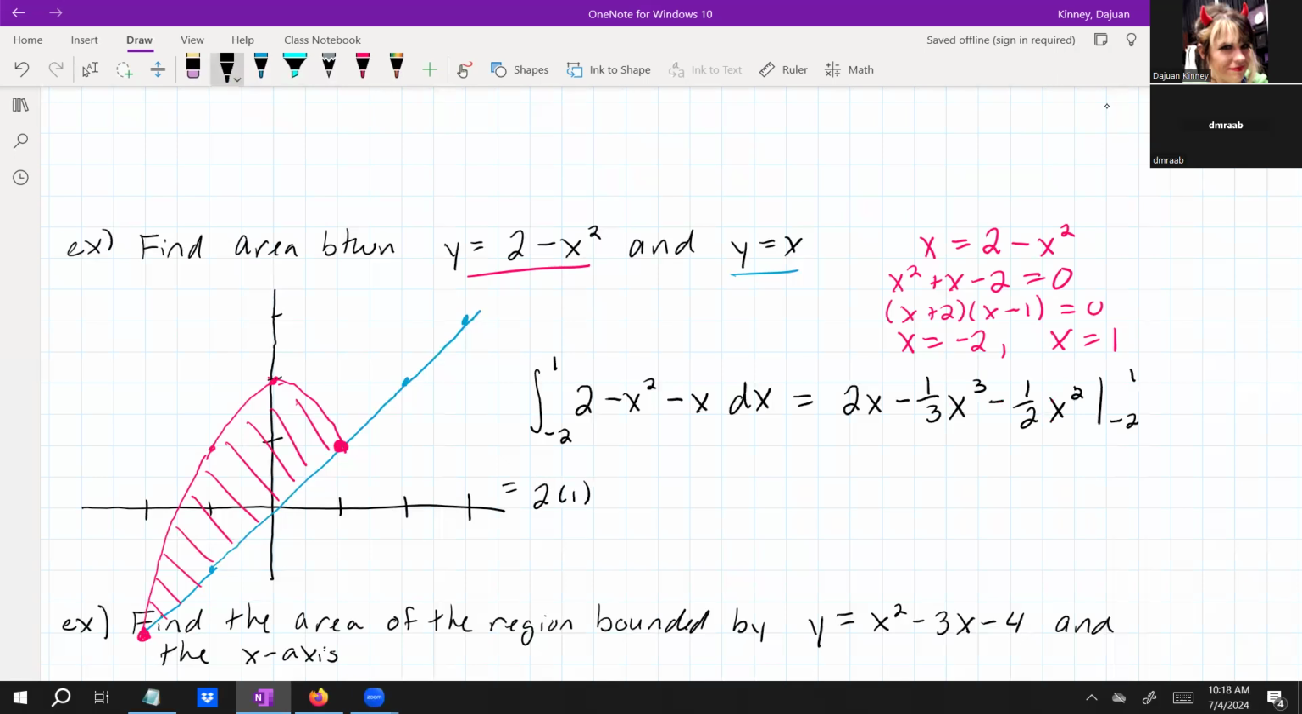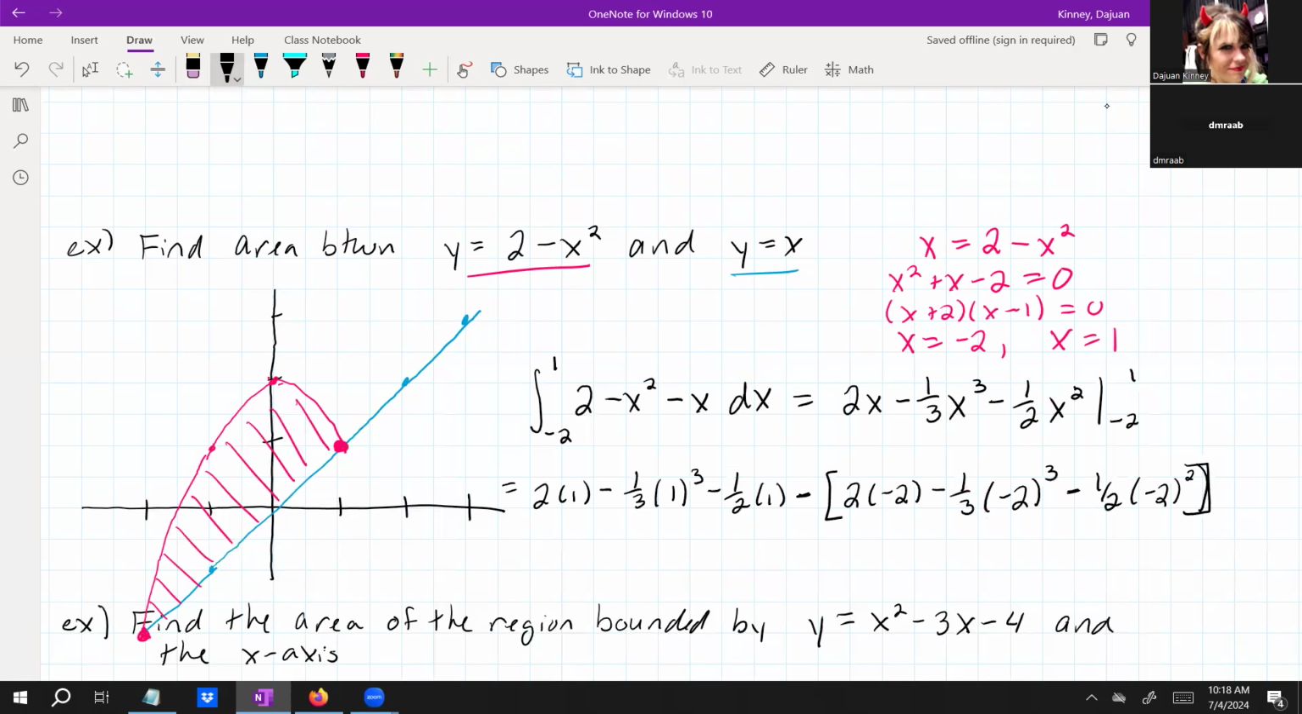2 times 1 minus 1/3, 1 cubed minus 1/2 times 1, minus, in parentheses, 2 times -2 minus 1/3 -2 to the third minus 1/2 -2 squared.